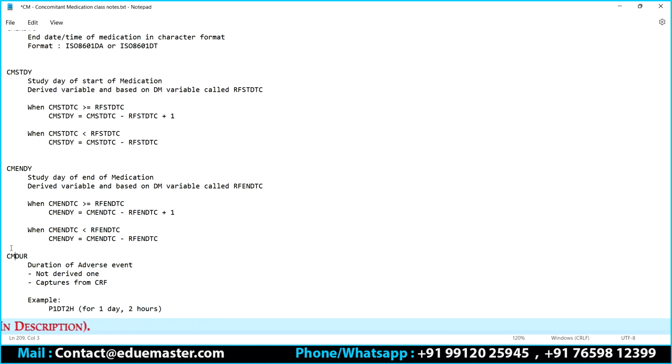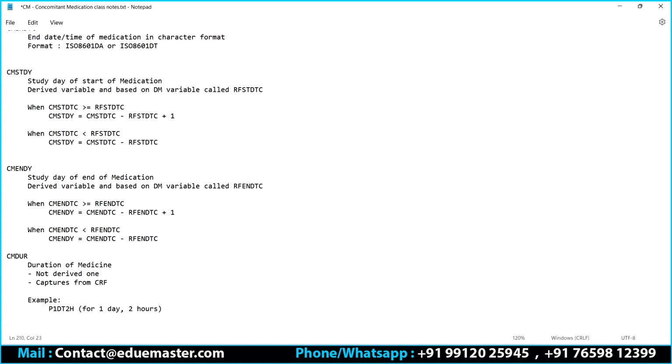What is your CM duration all about? Duration of your medicine. Here it is going to be the duration of your medicine. Remember, everywhere we are going to talk about this, it is not a derived variable. It is purely what we are going to mention in the CRF. Whatever is mentioned in the CRF, you are going to take as it is. Am I correct?